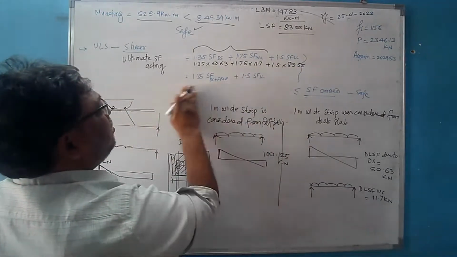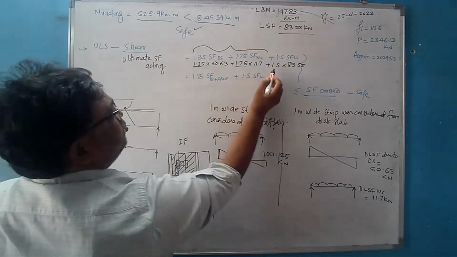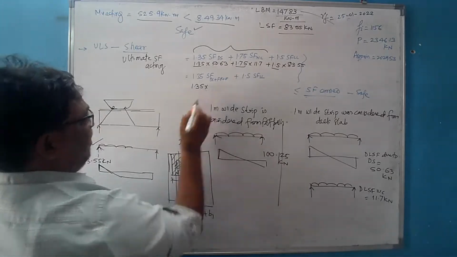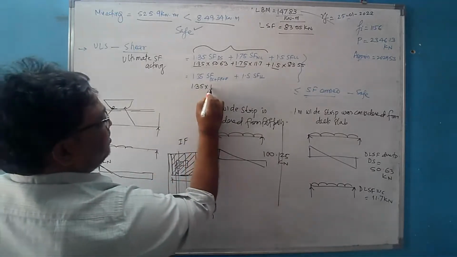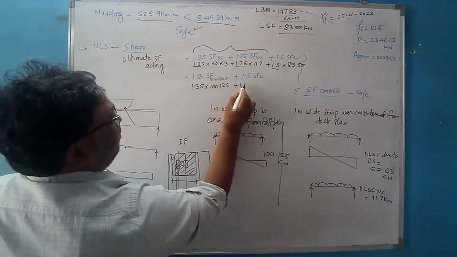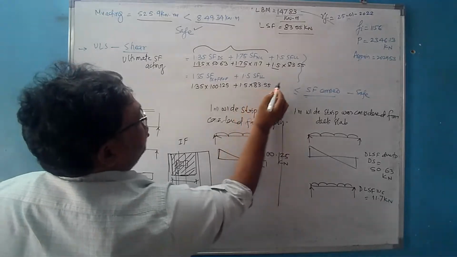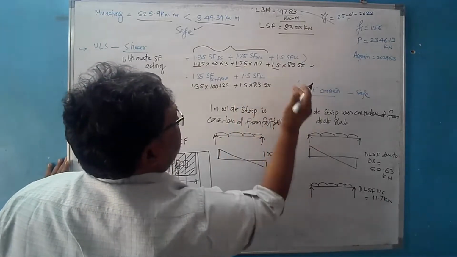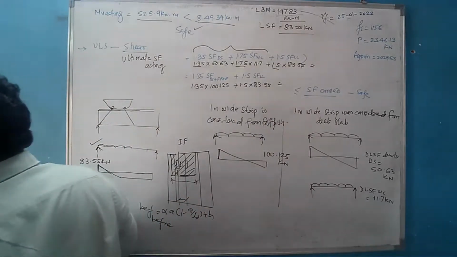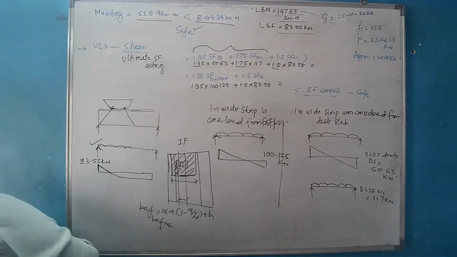Where do we get all these gamma f, the partial safety factor for loads? For strength, it is 1.35 multiplied by, when all the forces were considered here, 100.125 plus 1.5 times 83.55. So please tell me the answers. Which of the two is greater? 83.55. Thank you, Amir.